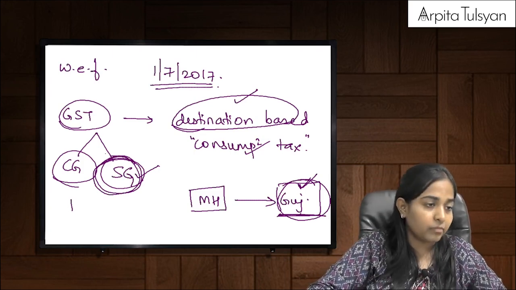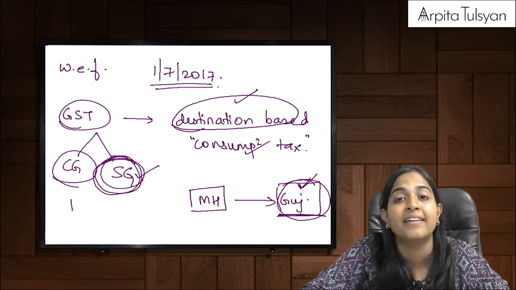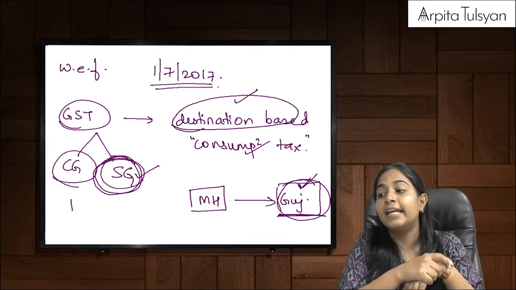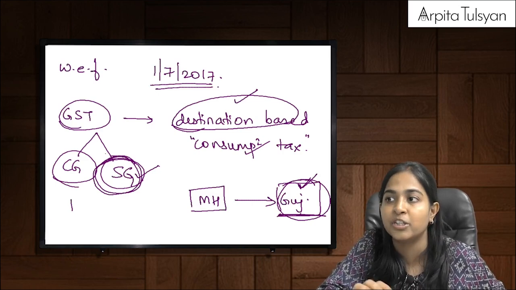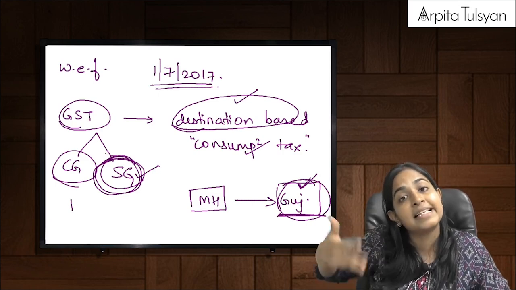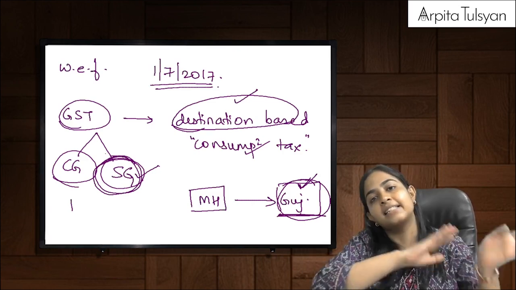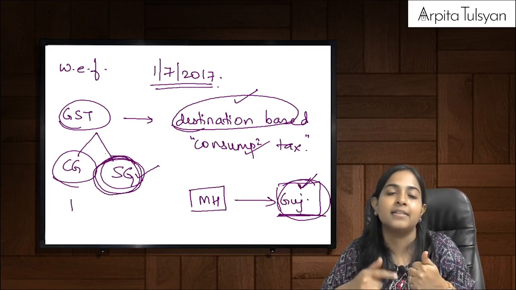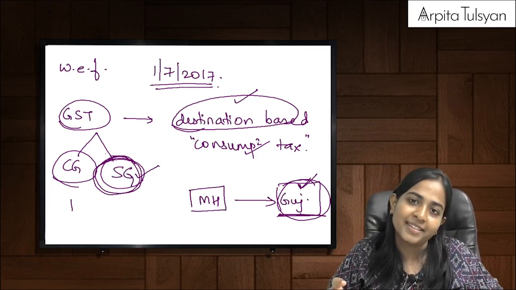Yes. Earlier, along with VAT, we used to have CST also, Central Sales Tax. That was totally opposite of GST. It had the concept of origin-based taxation. Origin-based means from where the sale started, that state government will get the revenue. And this is totally opposite. Here it is not an origin-based tax, here it is a consumption-based tax. Are you clear with this?